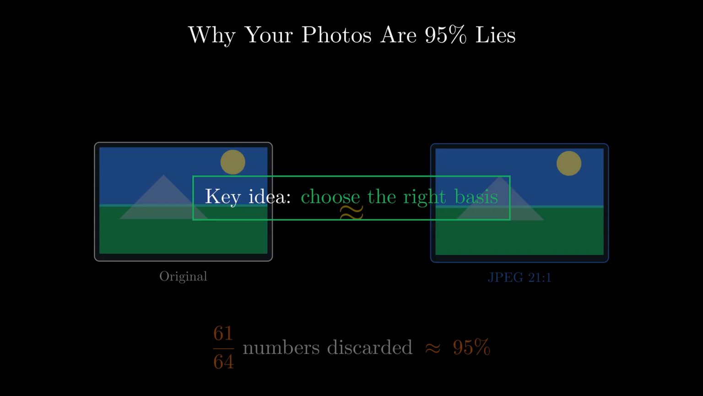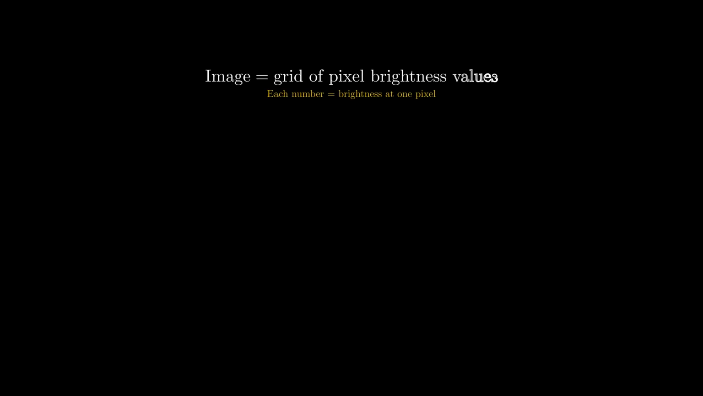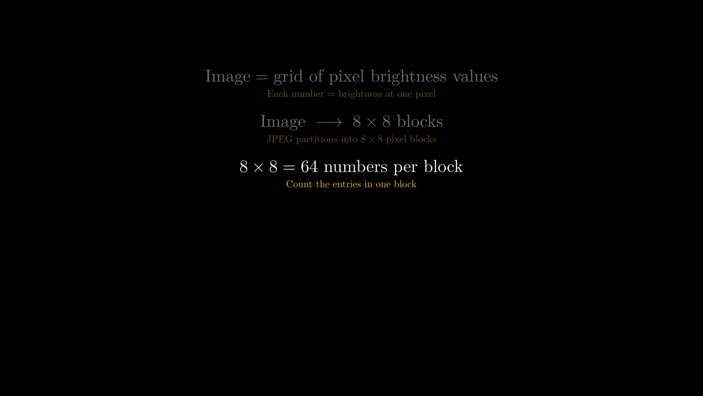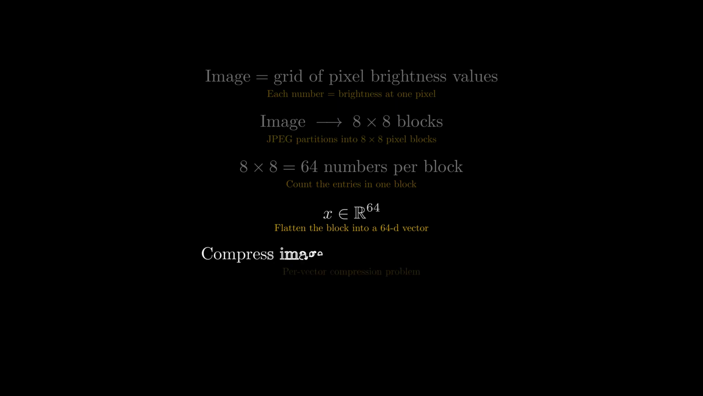Choose the right basis. An image is just a grid of pixel brightness values. JPEG chops that grid into 8 by 8 blocks. Each block holds 64 numbers, so we can treat it as a single vector, living in 64-dimensional space. Compressing the image really means compressing each of these little vectors.